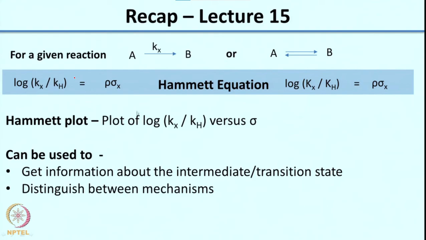For the Hammett equation, the equation is log kx by kh, which is equal to rho sigma x, and we have also observed that the Hammett plot is a plot of log kx by kh versus sigma, and we can use the Hammett plot to get the information about the intermediate and transition state, and we can distinguish between the mechanism also by applying Hammett equation.